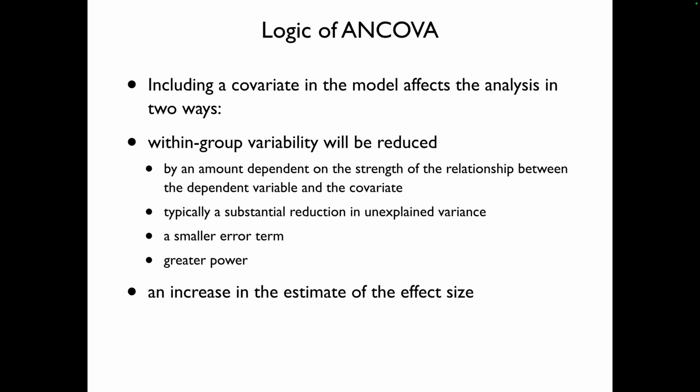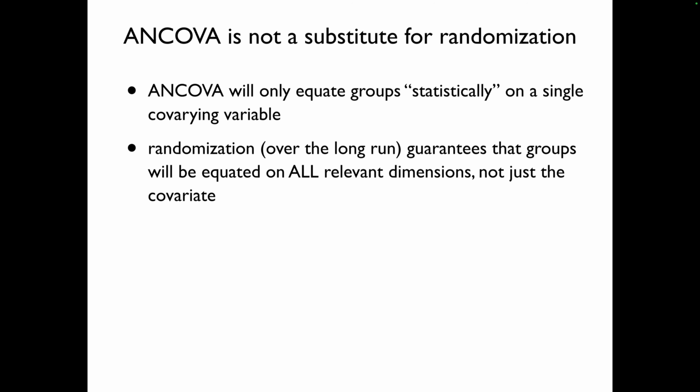The other thing is we get an increase in the estimate of the effect size. Again, because the denominator of that effect size measure, whichever one we use, is related to the unexplained variance. And if we can reduce that unexplained variance by explaining some of it using the covariate, we get an increase in the effect size.